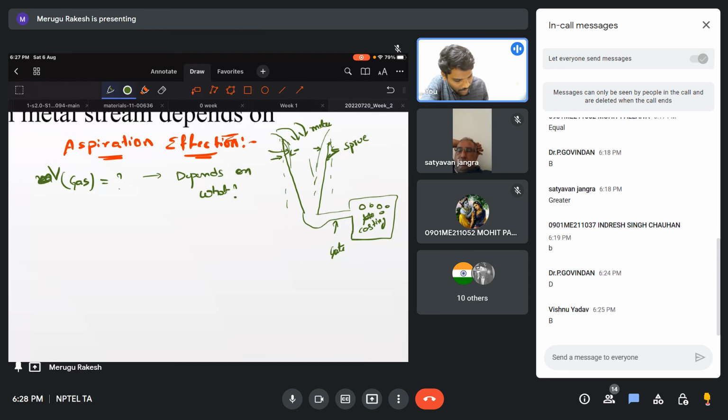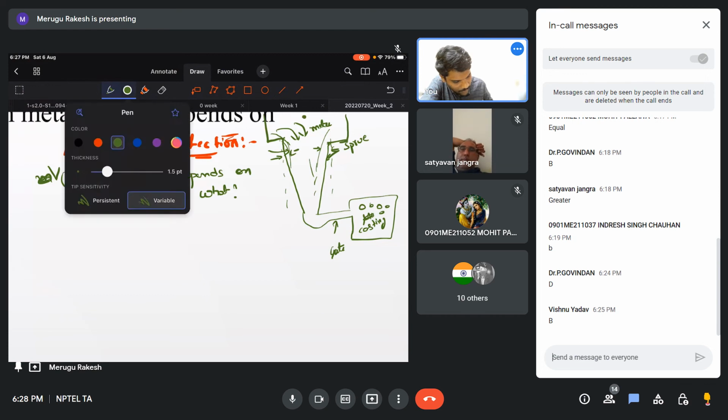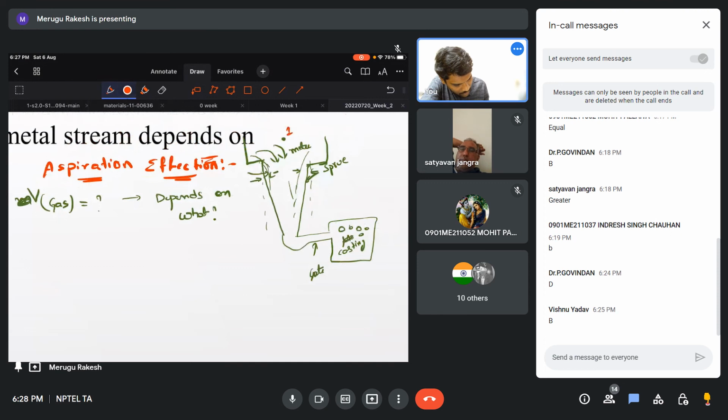If I take the sprue directly, there will be a pouring basin on the top. So there will be point 1, point 2, and point 3. This is the gate area, you can say, or the end of the sprue, and this is the starting of the sprue, and this is the starting of the pouring basin. And this is the total height of the sprue.